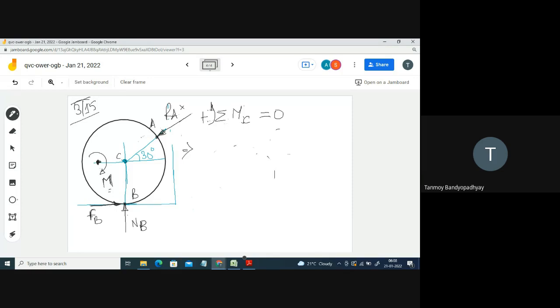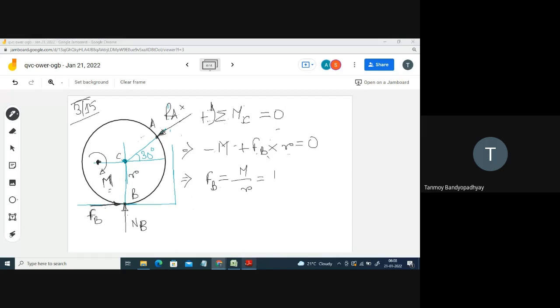The couple is actually a clockwise couple, so I have to put it as minus M. Only FB will be having a moment. The moment due to FB at the point C is actually anti-clockwise. So you should be having FB into the radius of the circle, that should be equal to 0. So what should be FB? If I take FB out, FB should be equal to M by R.